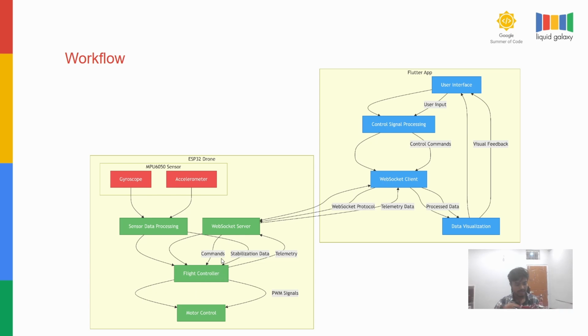Okay, one more thing, why I have used ESP32 is because ESP32 can be accessed through Wi-Fi. It has AP mode, which is access point mode, in which it creates its own hotspot, and that we use for the WebSocket connection.